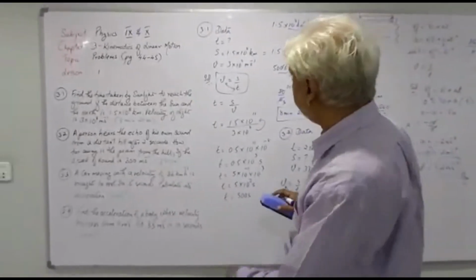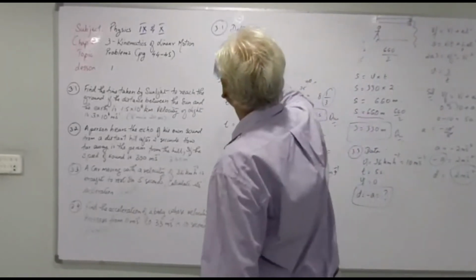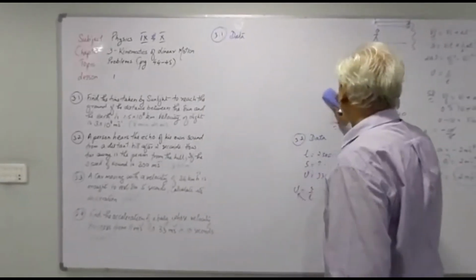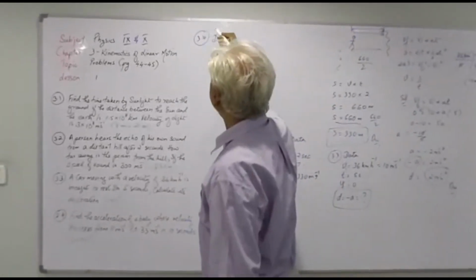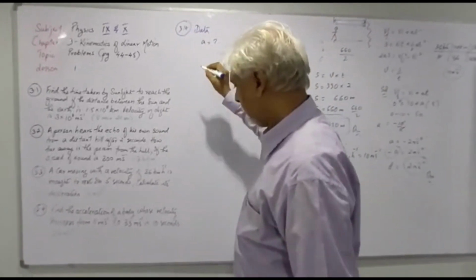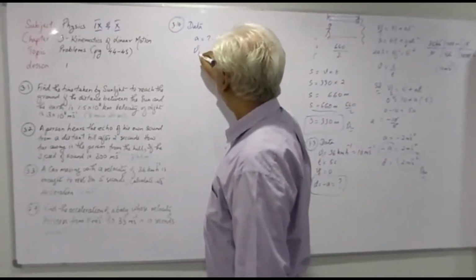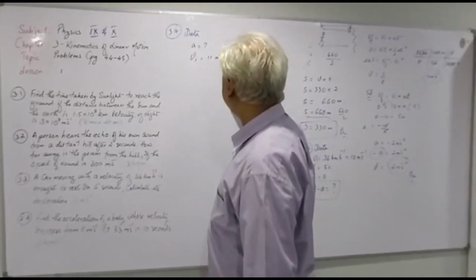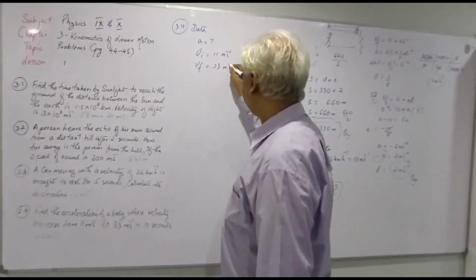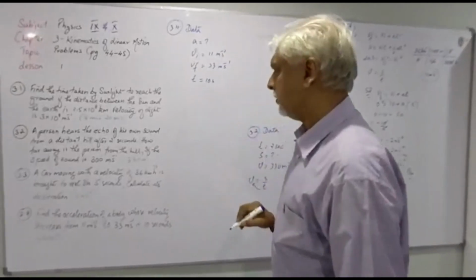Find the acceleration of a body. I'll just erase this part. There you are. So 3.4. Okay, 3.4. There you go. Find the acceleration of the body. So we need to find the acceleration whose velocity increases. That means initial velocity would be 11 meter per second. It increases, final velocity becomes 33 meters per second. And how long does it take? It takes 10 seconds to do this. Okay, 10 seconds. So you need to find the acceleration.